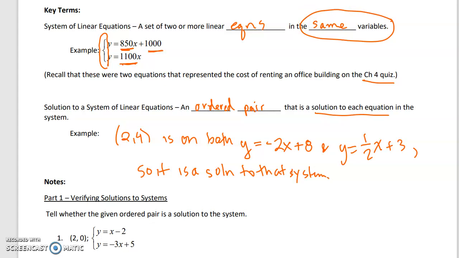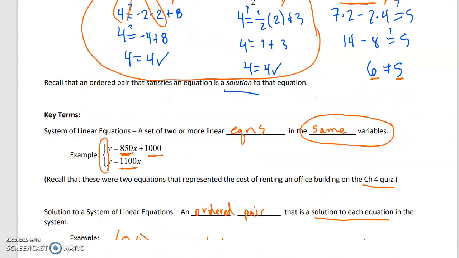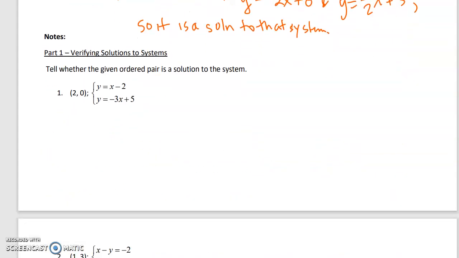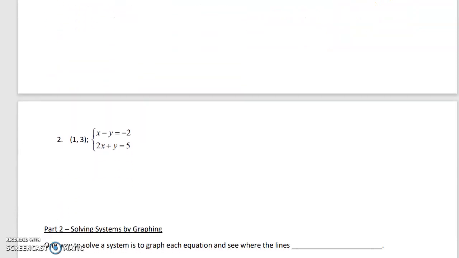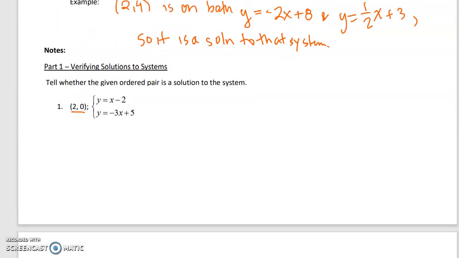And again, why is it a solution? Because it makes both of them true at the same time. Let's just do one more together, and then I'll have you do one on your own. Is the point (2, 0) a solution to this system? The only way we can do that right now is to substitute x in for x and y in for y, and see if it satisfies both equations at the same time.